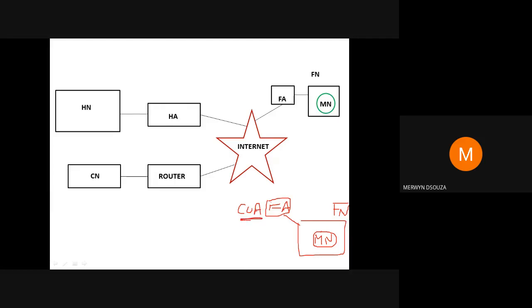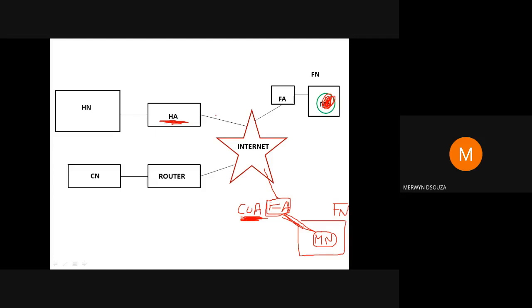Once it obtains a new COA, it has to register this COA with the HA. In order to continue getting the data, it has to register the COA with the HA. So MN is no longer present here. It has come to a new network, done agent discovery, and from that agent it has got the new COA. Once it gets the new COA, it registers that new COA with the home agent.